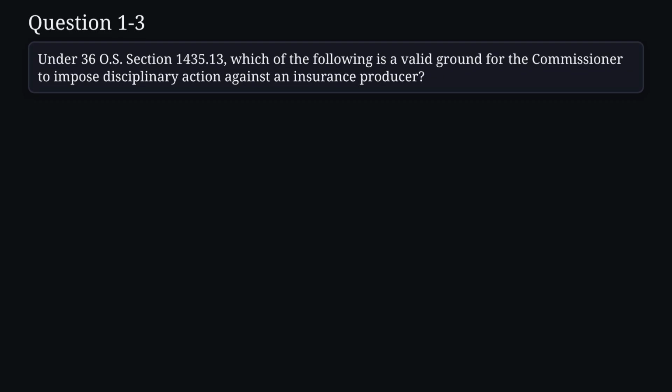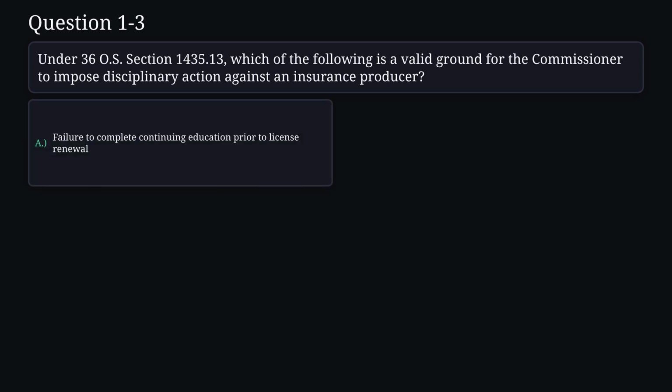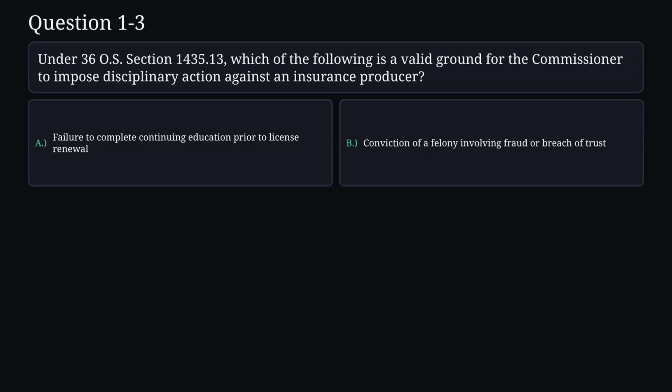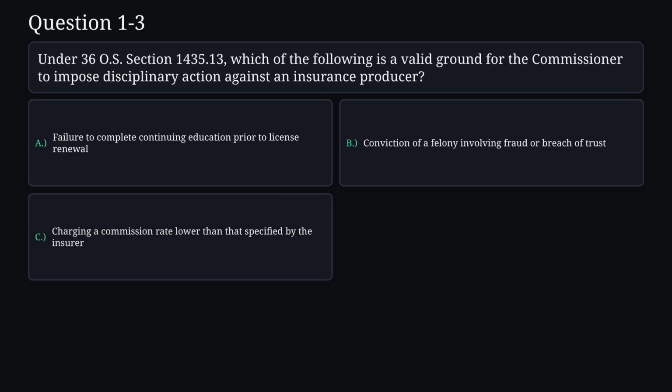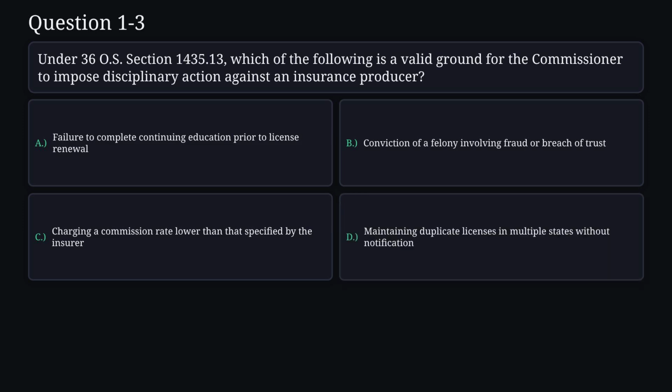Question 3. Under 36 OS Section 1435.13, which of the following is a valid ground for the commissioner to impose disciplinary action against an insurance producer? A. Failure to complete continuing education prior to license renewal. B. Conviction of a felony involving fraud or breach of trust. C. Charging a commission rate lower than that specified by the insurer. D. Maintaining duplicate licenses in multiple states without notification.